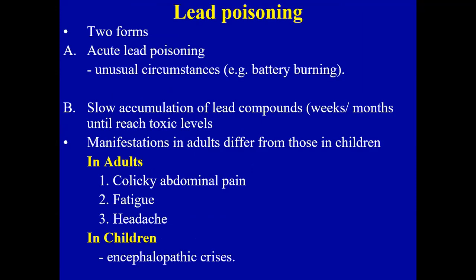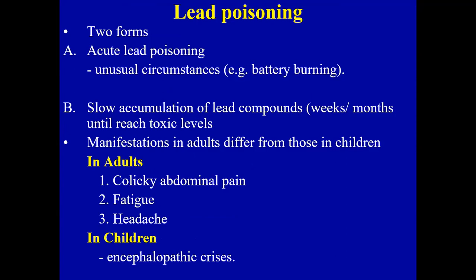النون-therapeutic toxic material مثل عندنا الليد poisoning. هذا فد موضوع مهم. عندنا two form of lead poisoning. Acute lead poisoning, this is unusual circumstances. يصير بالباتري burning من يحرقون الباتريات. و slow accumulation of lead compounds over period until reach the toxic level.